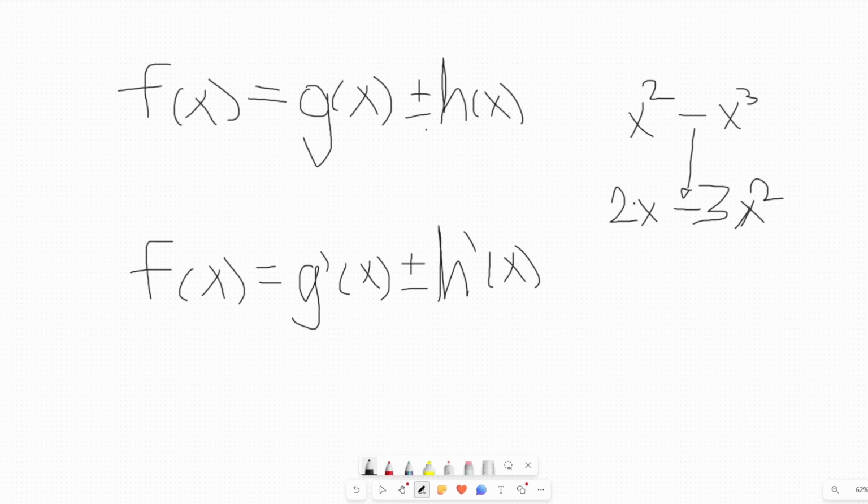And that's the sum/difference rule. So it's technically the sum rule when it's addition, and the difference rule when it's subtraction. But it's the same thing, just with different symbols. Now we're getting into multiple terms.